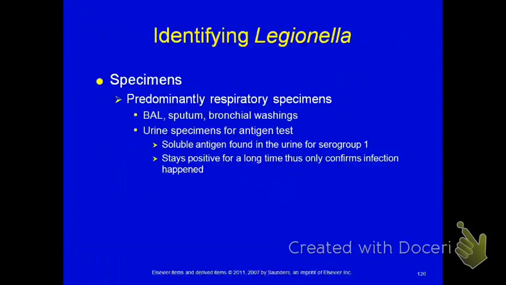Specimen. Okay, so predominantly respiratory specimens: bronchoalveolar lavage, sputum, bronchial washing. Okay, if you want to do antigen testing, then a urine specimen would be very useful, particularly for the diagnosis of group 1. Okay, it stays positive for a long time, thus it only confirms that infection had already happened.